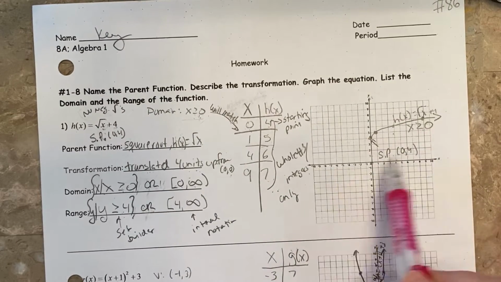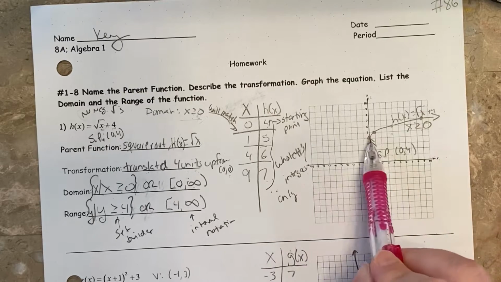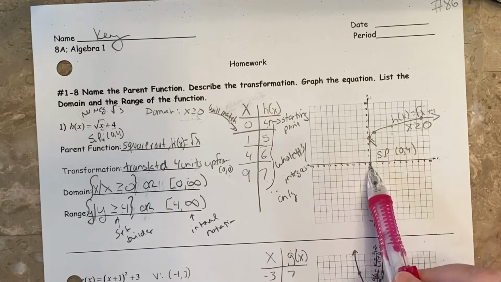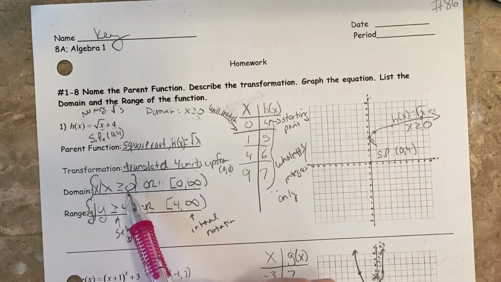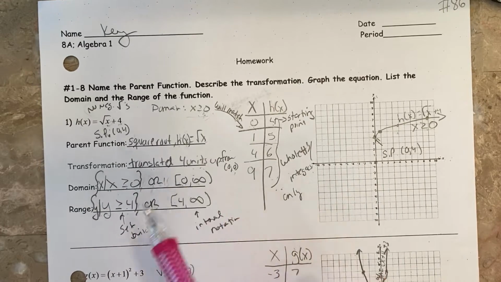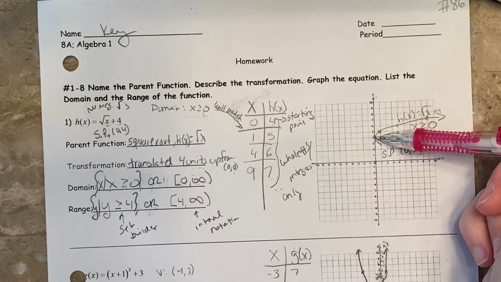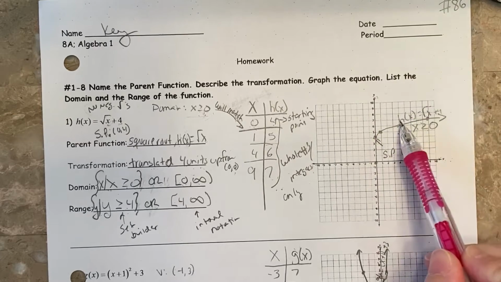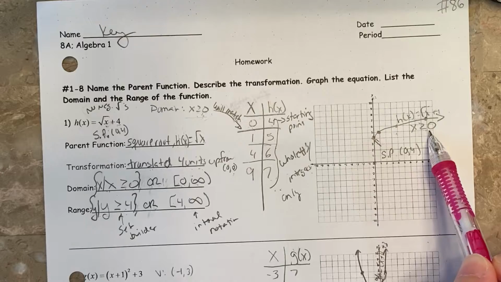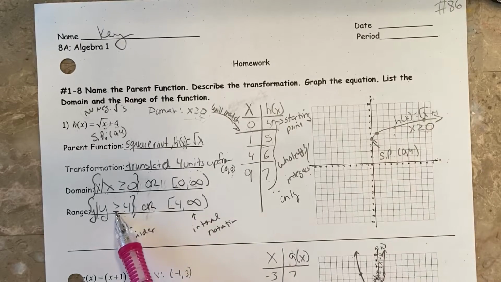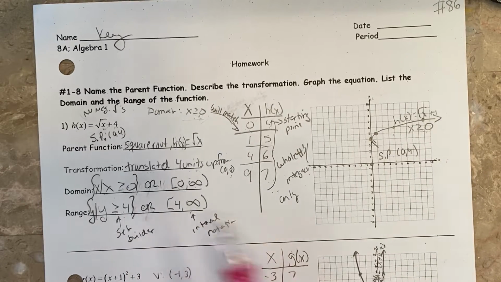Domain is left to right. Okay, domain is your x, left to right. This does not continue to the left. It's from 0 to infinity. So x is greater than or equal to 0 or 0 to infinity. And your y value is your up or down. So the y value, the lowest one is 4 and above. Make sure to have that h of x on there and also your constraints. This is, again, set builder form, and this is interval notation form.